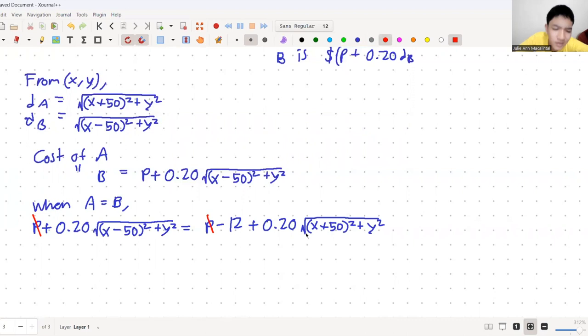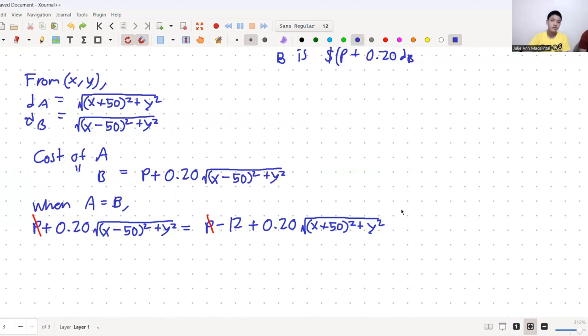Okay. So, parang right side po ng hyperbola. So, if you divide both sides by 0.20, mukha siyang definition ng hyperbola na yung difference between the distances is equal to a constant, which we get here. Actually, hindi siya efficient location. It's more of yung indifference, it doesn't matter where you buy from. Kasi equal yung cost.